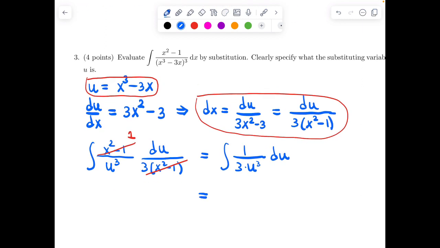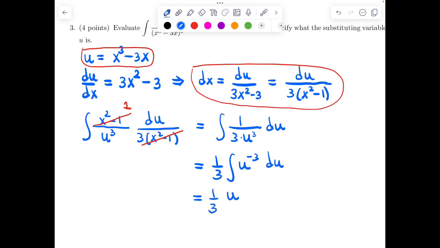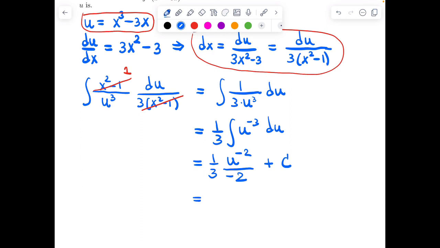You see that 1 over 3 can be taken out, right? And then we're going to write the function in terms of power. Now you can apply the basic formula. So this is u to the power minus 2 divided by minus 2. So again, power added by 1. So negative 3 plus 1, you get negative 2. And after you do the integral, don't forget to add the c. So this is equal to minus 1 over 6 u to the power negative 2 plus c.